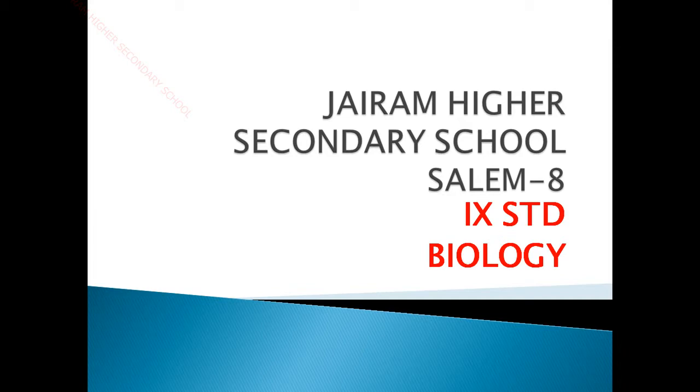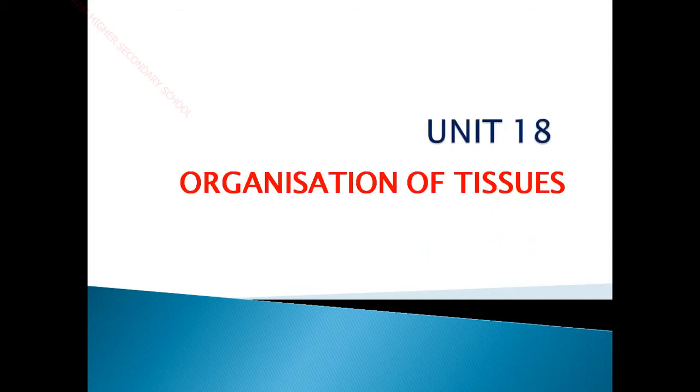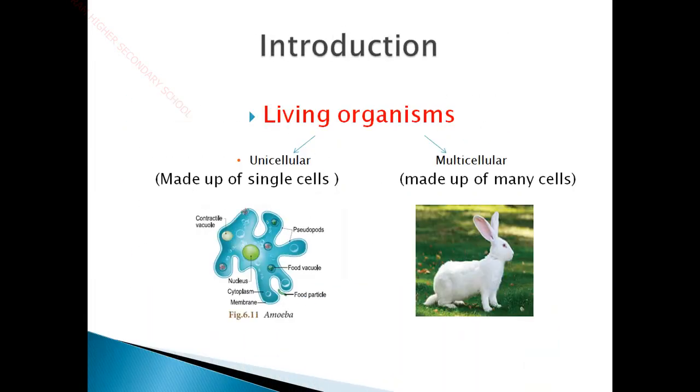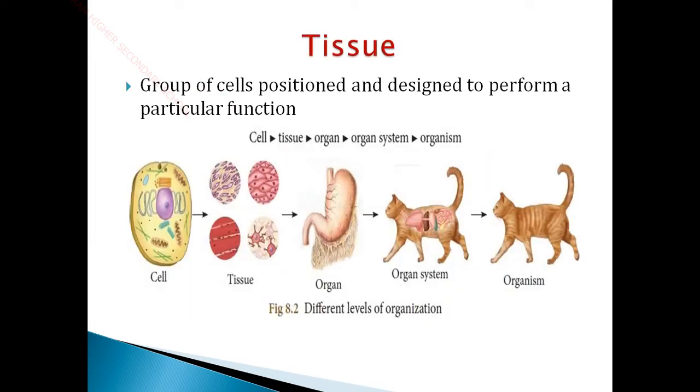This is a video from class 9 biology, unit 18, organization of tissues. I hope you all have reviewed the previous parts of this lesson. In the previous videos, we have discussed the types of living organisms based upon the number of cells, as unicellular and multicellular. And we have discussed the definition of tissues, how cells are grouped together to perform a specialized function as tissues.